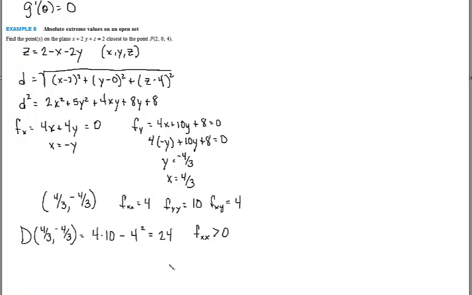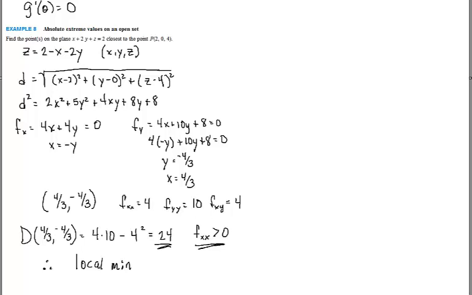Using my second derivative test, I found that my discriminant is positive, greater than 0. My second partial with respect to x is greater than 0. This means that I am indeed at a local minimum value. So this is a local min. Now we don't have any boundary to check this over, so what we would have to do is look at the function and argue it geometrically.